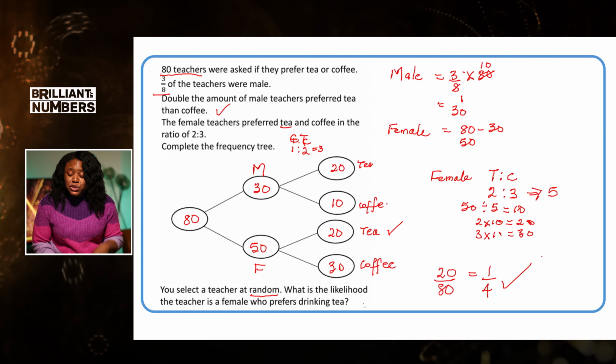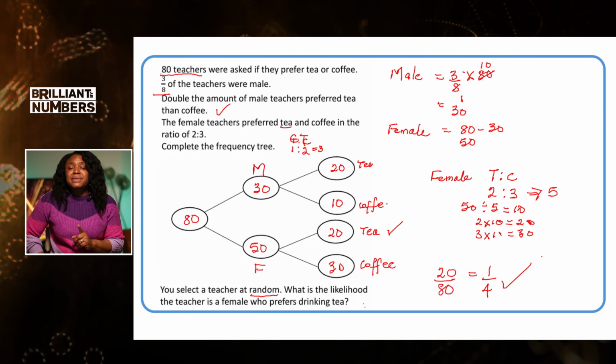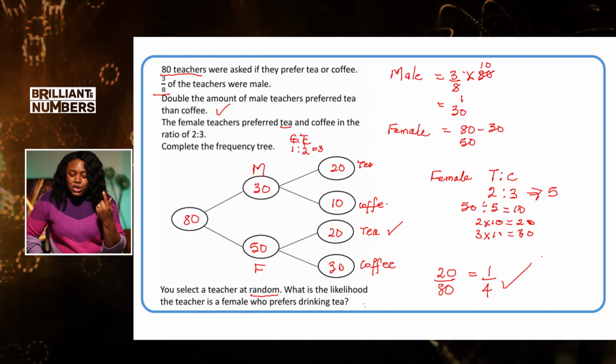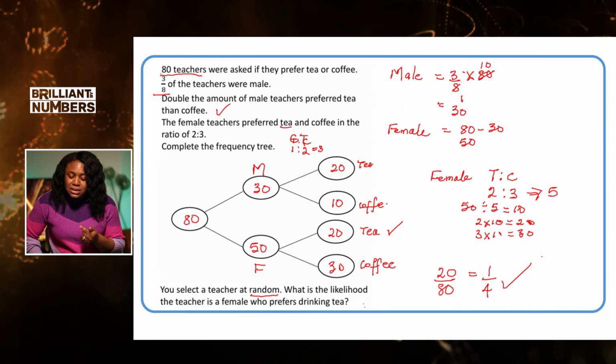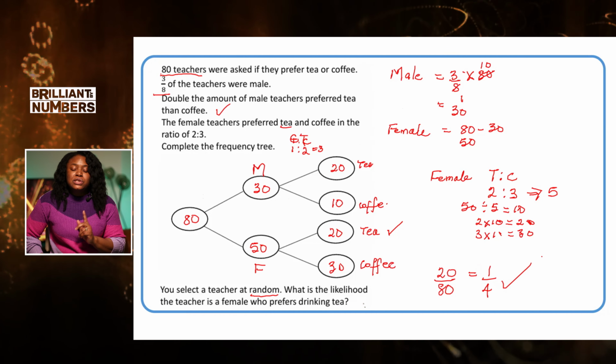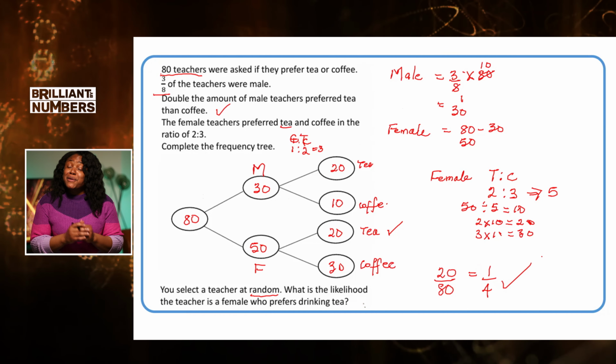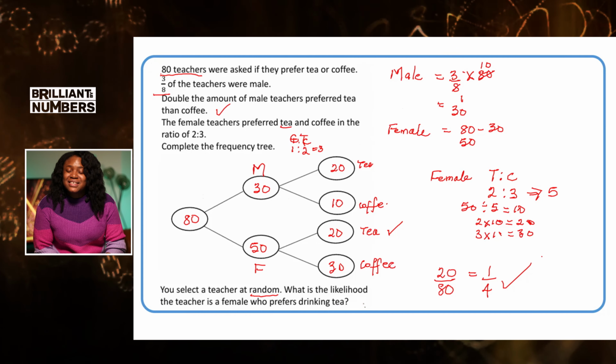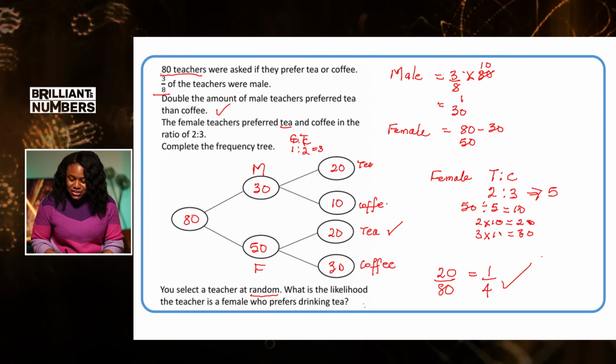And make sure you check again that you have simplified correctly. So I divided by 20. 20 into itself goes once, and into 80 goes 4. So now we have completed 2 questions on the frequency tree. So let's go to our next question.